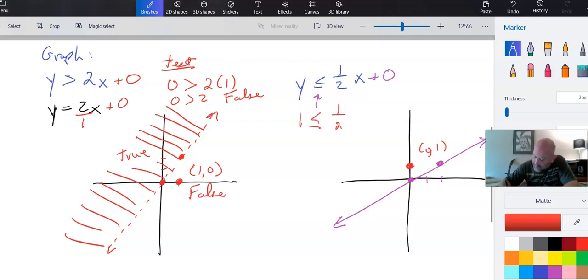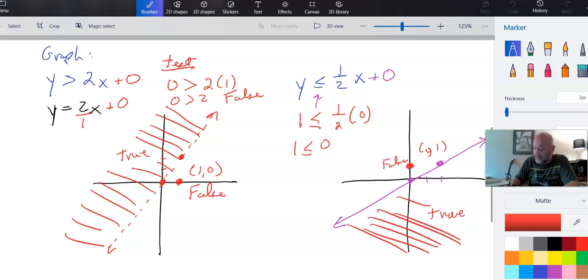So let's see here. Y is 1, is less than or equal to 1/2 times 0. So 1 is less than or equal to 0 is a false statement. That's definitely false. So that means this side is true, and that means that this side is the side we're coloring.